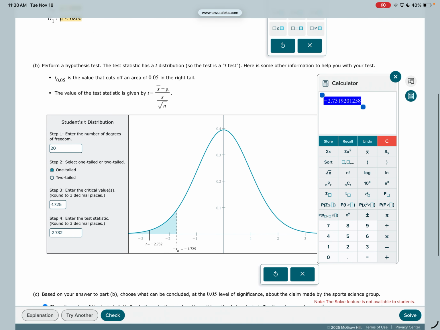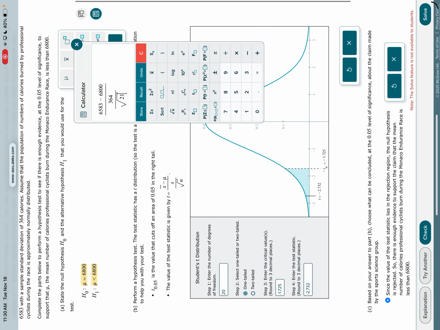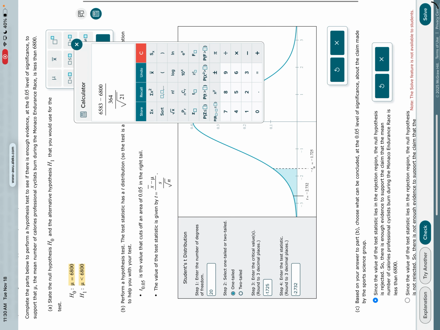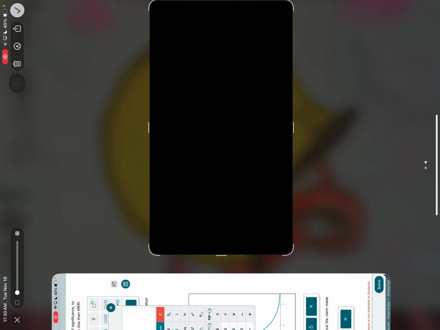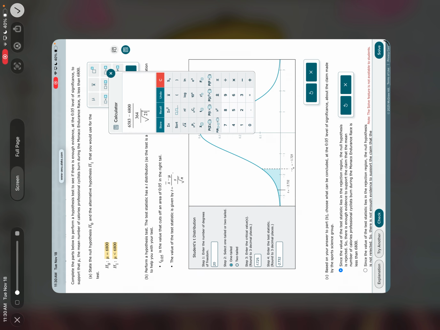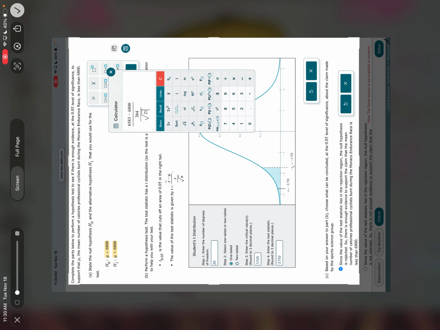Next thing, it says use Z 0.025. Well, this is a two-tailed test, right? Because my level of significance is 0.05, so I use 0.025. So I do Z of 0.025 and press equal. I'm clicking solve, so I don't have to type those all in. That would be 1.96, but it's a two-tail, so I use negative 1.96.